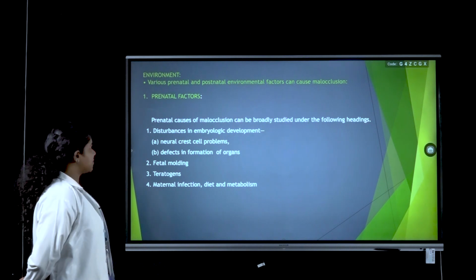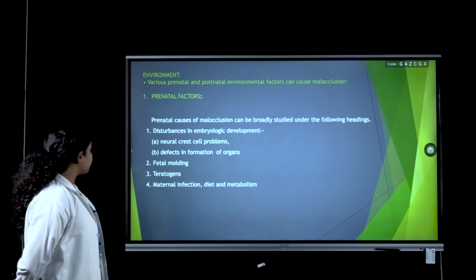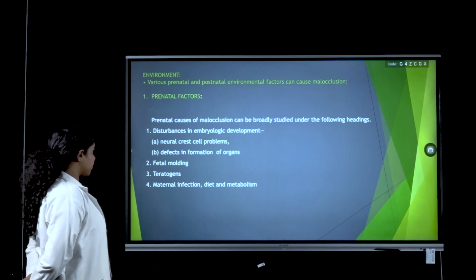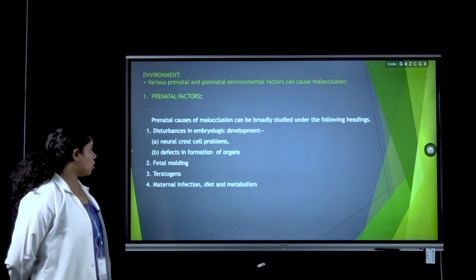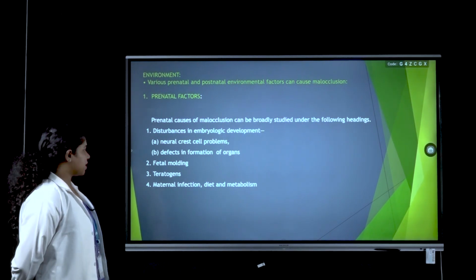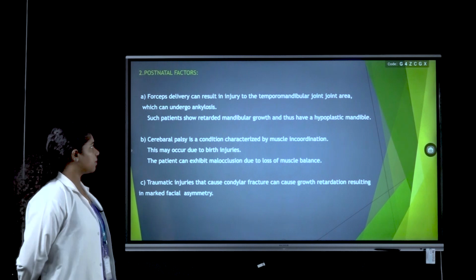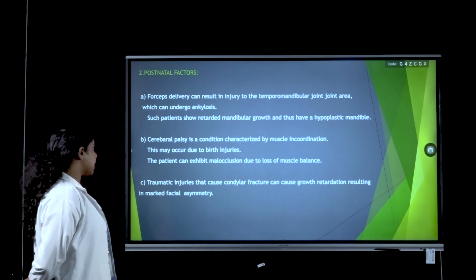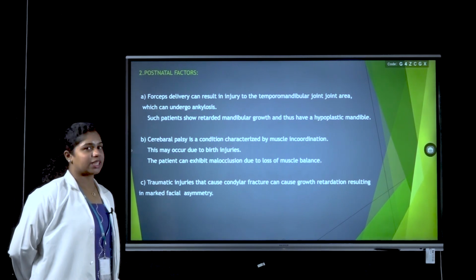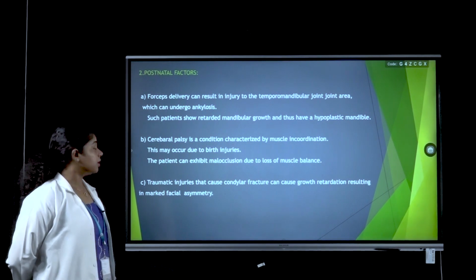Environment includes various prenatal and postnatal environmental factors. The prenatal factors include disturbances in embryological development, such as neural crest cell problems, defects in formation of organs, fetal molding, teratogens, maternal infections, diet, and metabolism. Postnatal factors include forceps delivery, which might cause injury to the temporomandibular joint area, which can cause ankylosis. In such patients, there can be retarded mandibular growth, and thus that results in hypoplastic mandible.